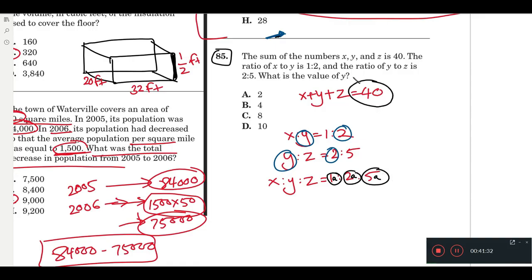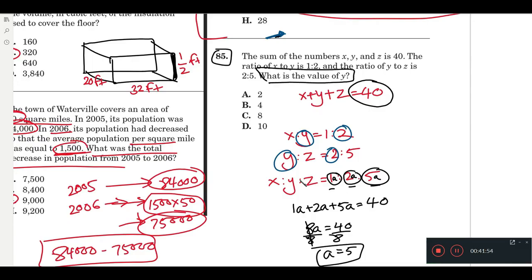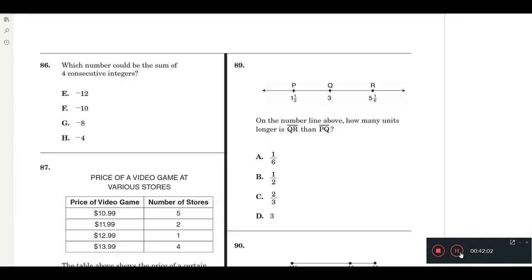And according to the first equation, these three add up to 40. So we can say 1a plus 2a plus 5a equals 40. Now we add them, 8a is equal to 40. Divide by 8 and a is equal to 5. Now we can substitute it back. They ask, what is the value of y? Y is the middle one, which is 2a. So 2 times 5 is 10. Now try to grasp it, guys, how I did it.